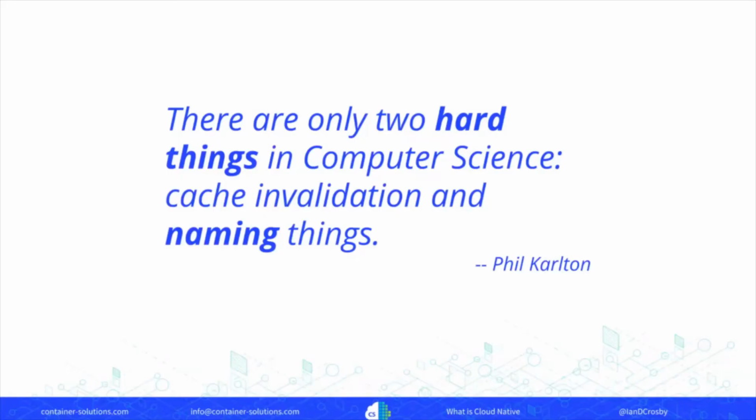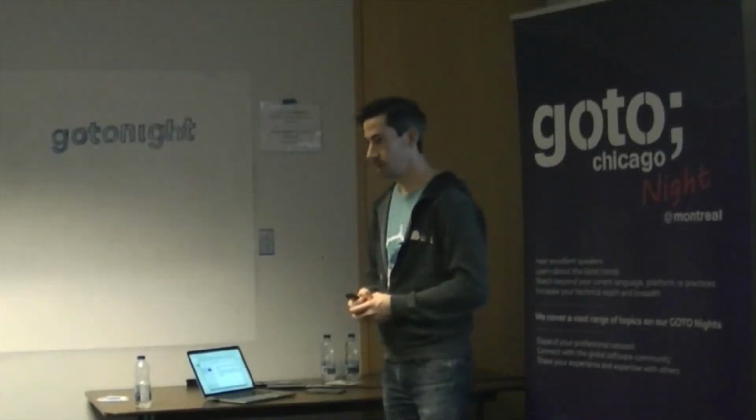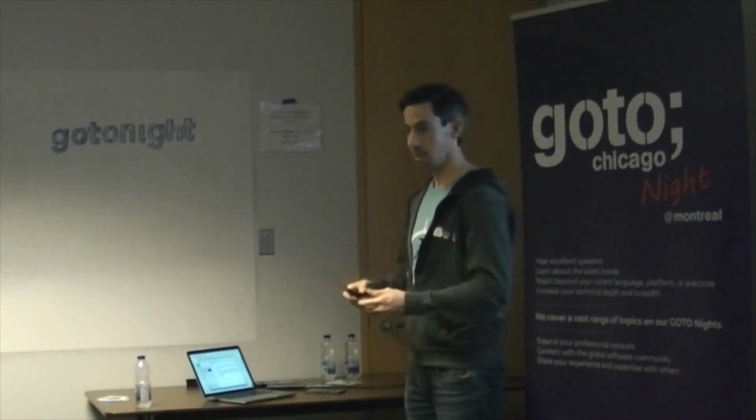So I just wanted to start with this famous quote about the difficult things in computer science, right? Naming things is hard, and we're not traditionally in the tech world very good at it, which is why we have terms like the cloud to begin with. But it's also really important to name things, right?